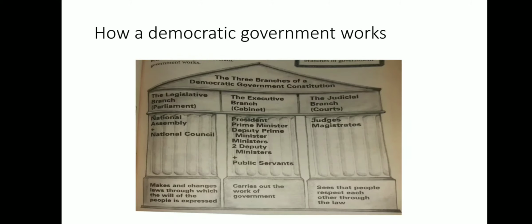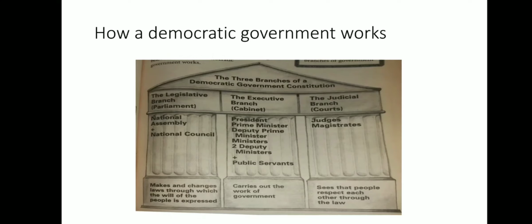Now, this is how a democratic government works. There are 3 branches of democratic government: constitution, which is the set of laws that our country has formed. We have the legislative branch, which is the parliament, the executive branch, the cabinet, and we have the judicial branch, the courts. The parliament consists of the National Assembly and National Council. These are the people that make the laws that protect you and me. And they are also the ones that make sure that our will as a Namibian nation is expressed.